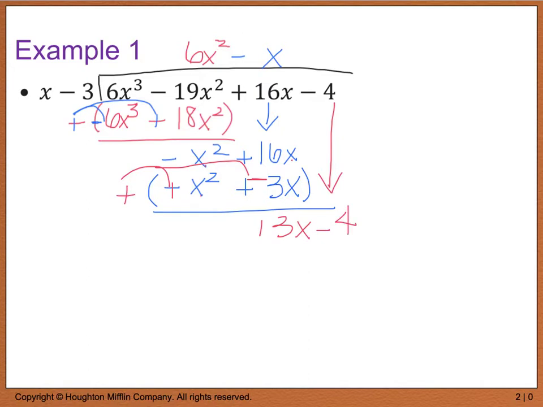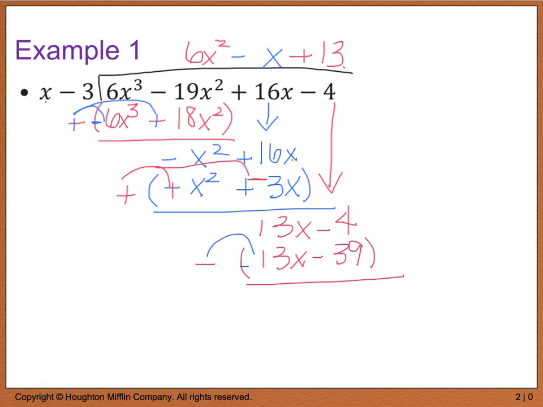And I have to start the whole process all over again one more time. So this x times what will give me this 13x? And the answer to that is a positive 13. X times 13 will give me 13x. Then I'm going to take this negative 3 and multiply it by this 13. Negative 3 times 13 is going to give me a negative 39. Hug it with parentheses, slap a negative on it.